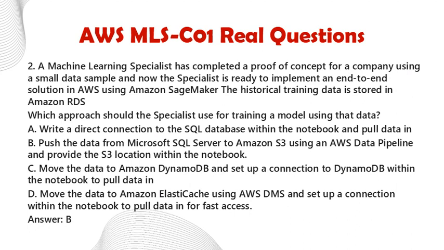B. Push the data from Microsoft SQL Server to Amazon S3 using an AWS Data Pipeline and provide the S3 location within the notebook. C. Move the data to Amazon DynamoDB and set up a connection to DynamoDB within the notebook to pull data in. D. Move the data to Amazon ElastiCache using AWS DMS and set up a connection within the notebook to pull data in for fast access. Answer: B.